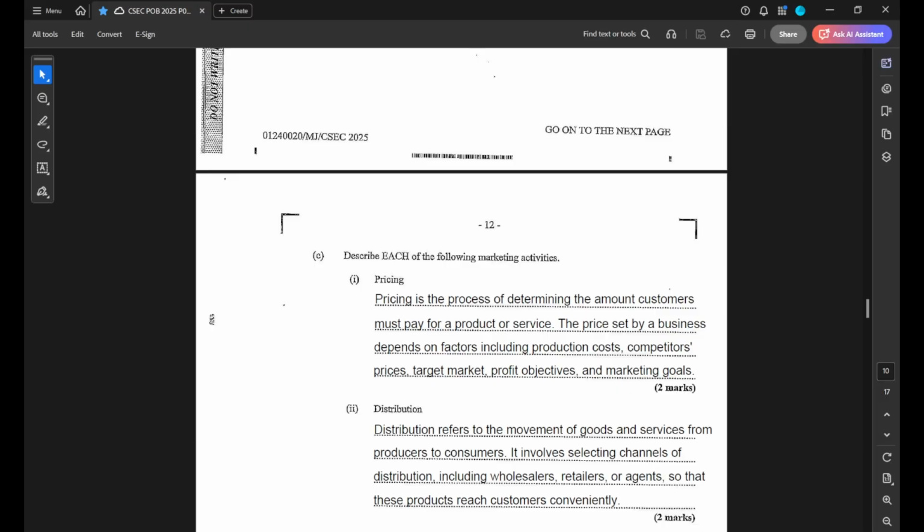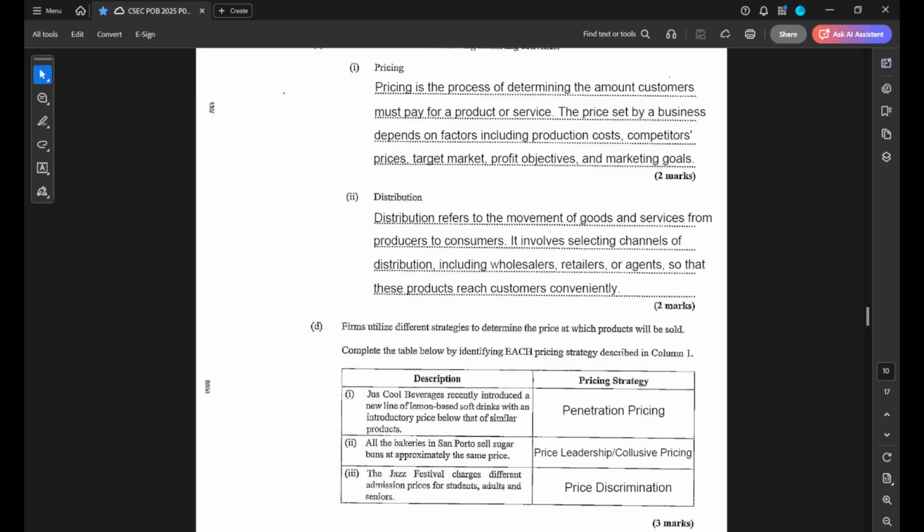So the first one is Just Cool Beverages recently introduced a new line of lemon-based soft drinks with an introductory price below that of similar products. That is penetration pricing right there, a competitive pricing right there. Part 2, all bakeries in San Potor sell sugar buns at approximately the same price. Price leadership or collusive pricing is the strategy that is being implemented there.